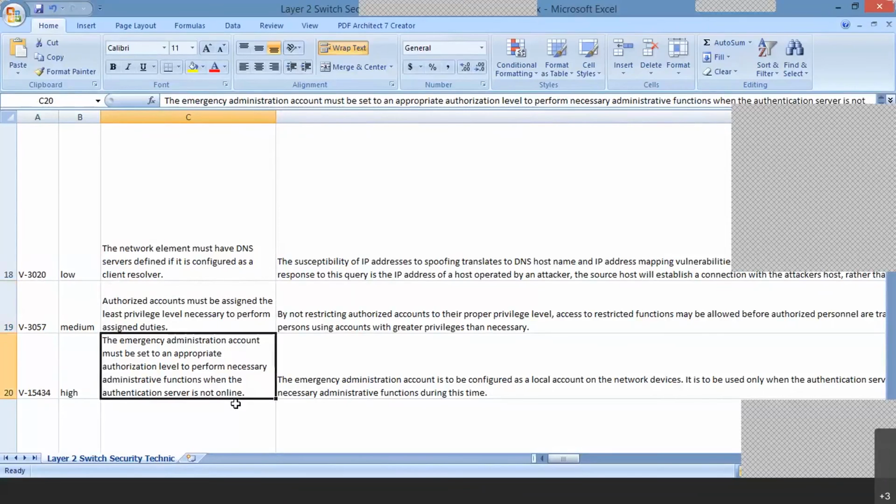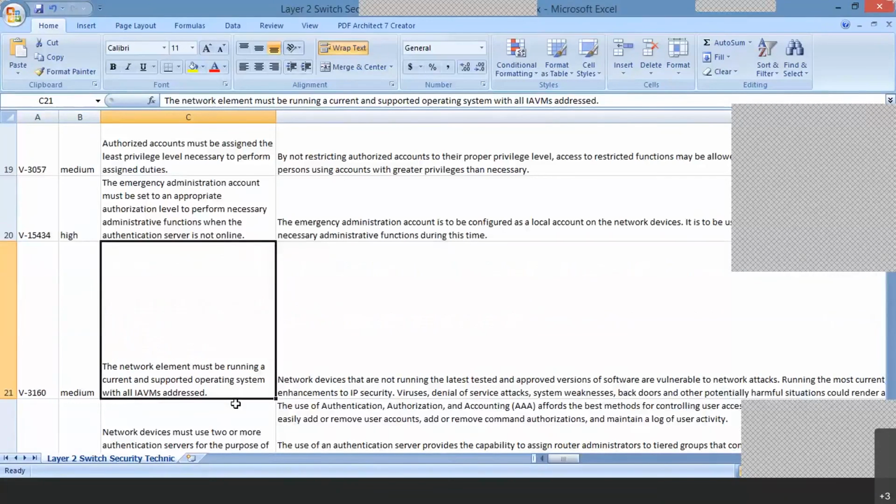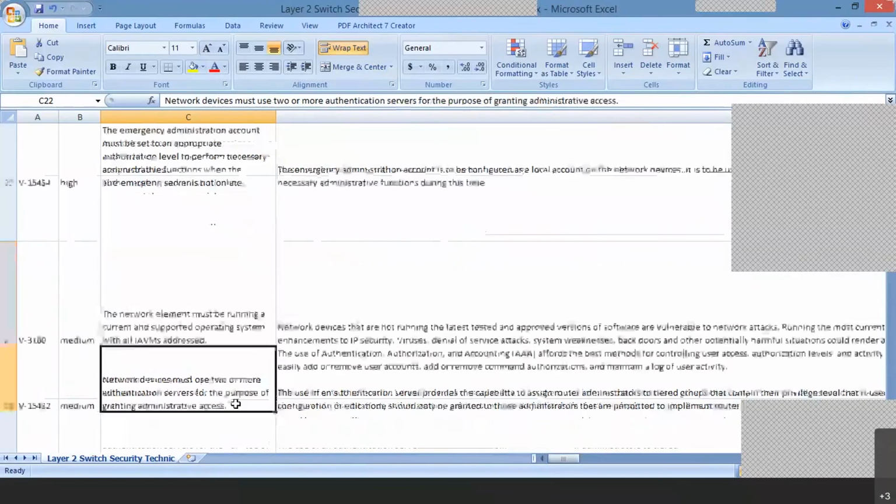The emergency administration account must be set to an appropriate authorization level to perform the necessary functions when the authentication server is not online. Suppose your RADIUS or TACACS authentication is not working. There should be an emergency account set to some authorization level, not full privilege, which can be used until your authentication servers come back up. These are some of the hardening steps you have to follow while doing network administration.